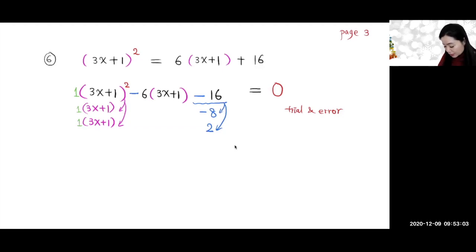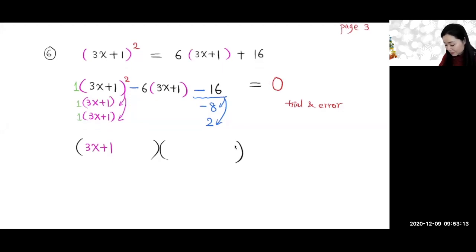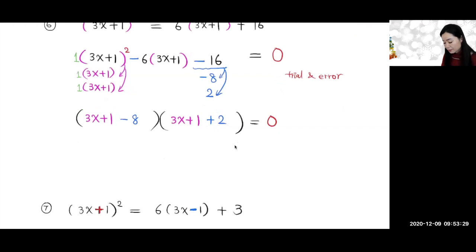Now over here, we can just go ahead and go straight to factoring, okay? So this will be... So we have this. Now we're going to simplify. Okay. So this is 3x minus 7. This is 3x plus 3. Okay, equal to 0.